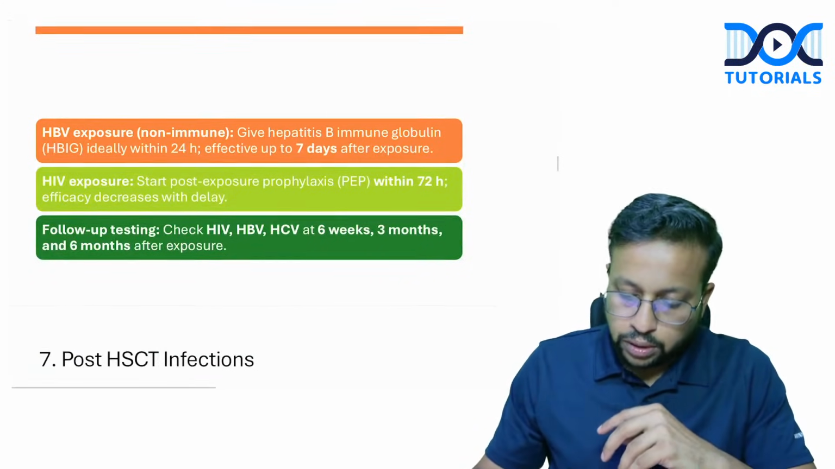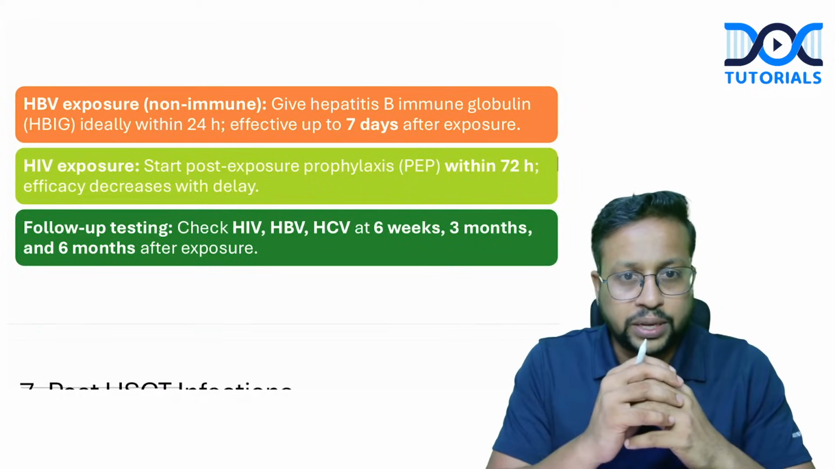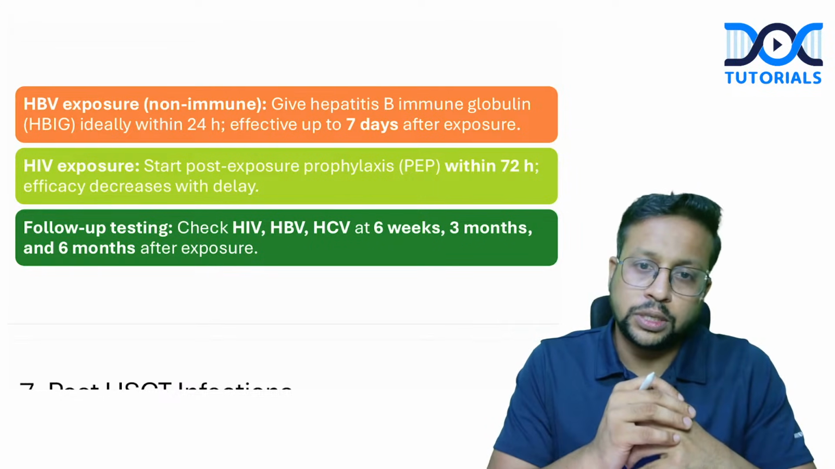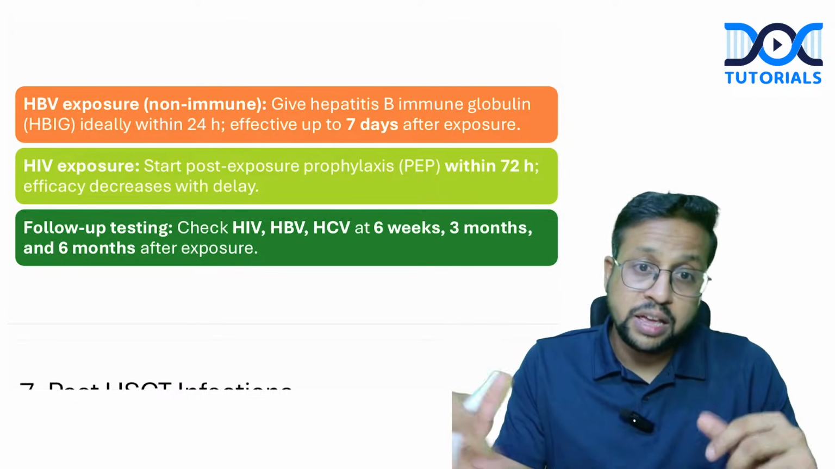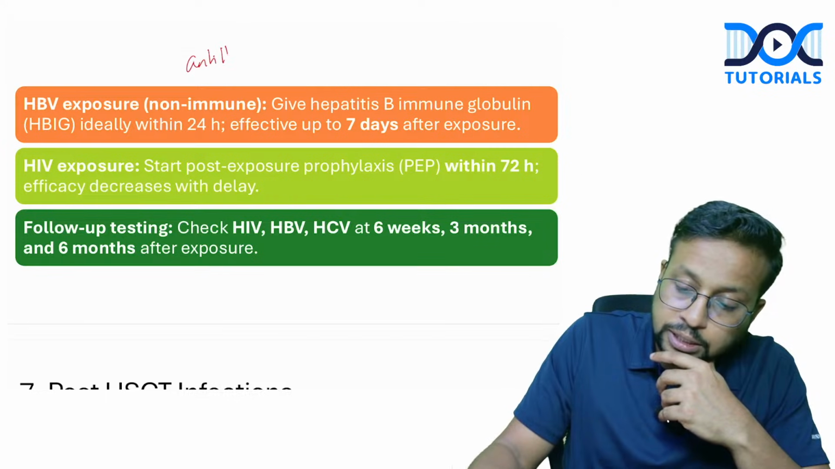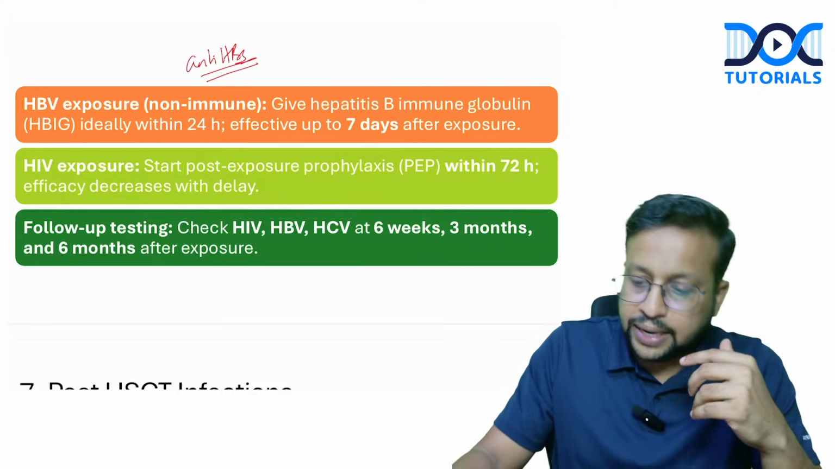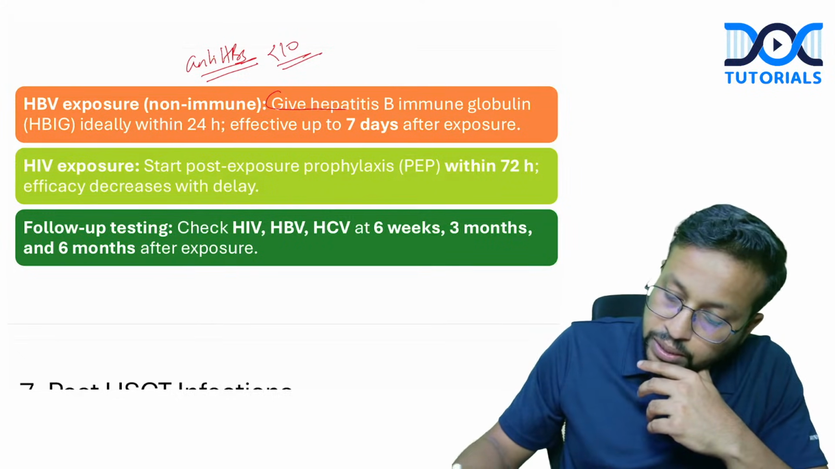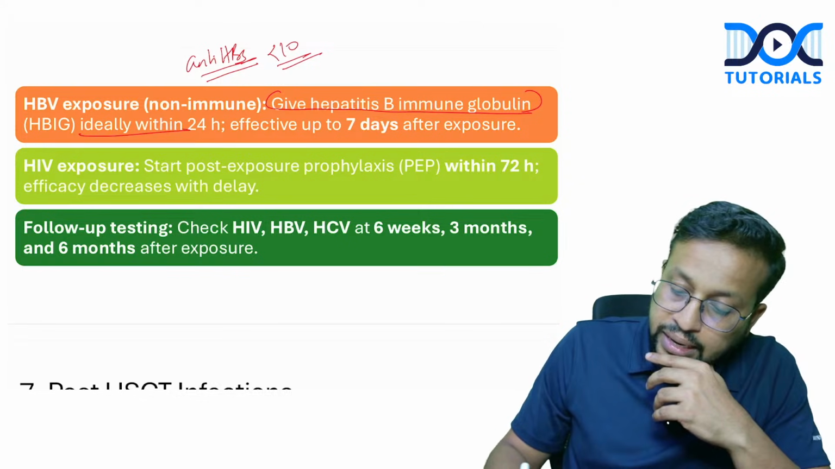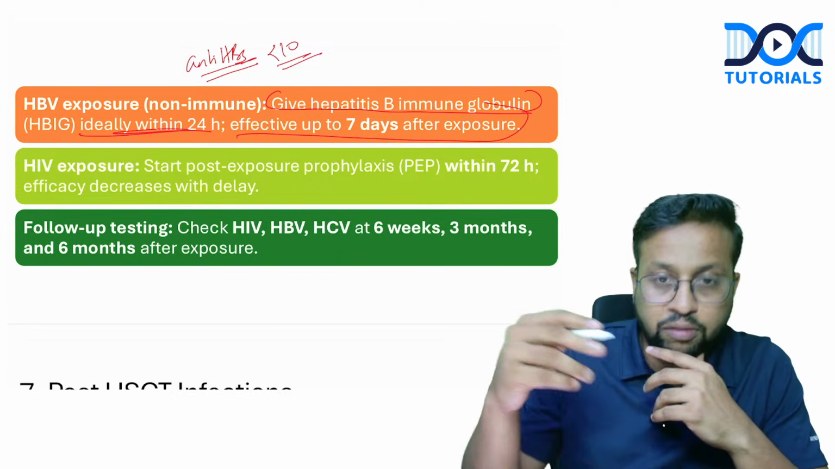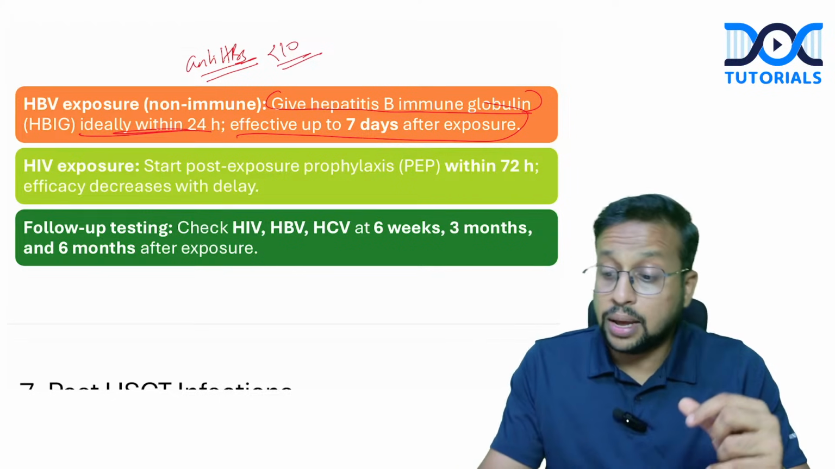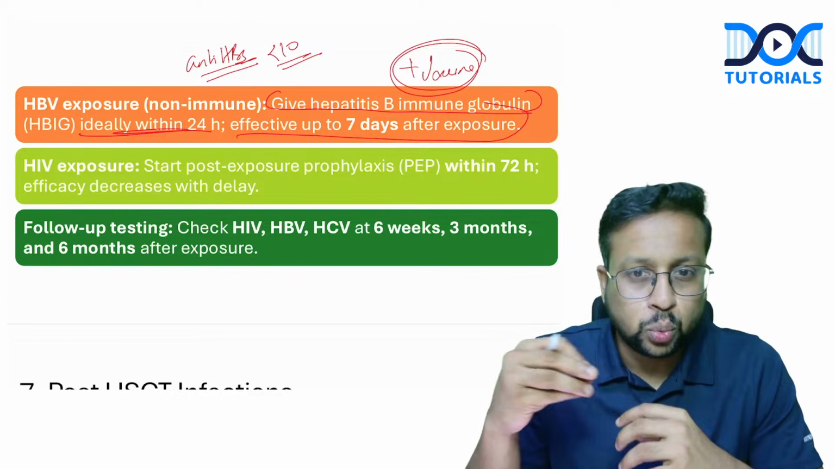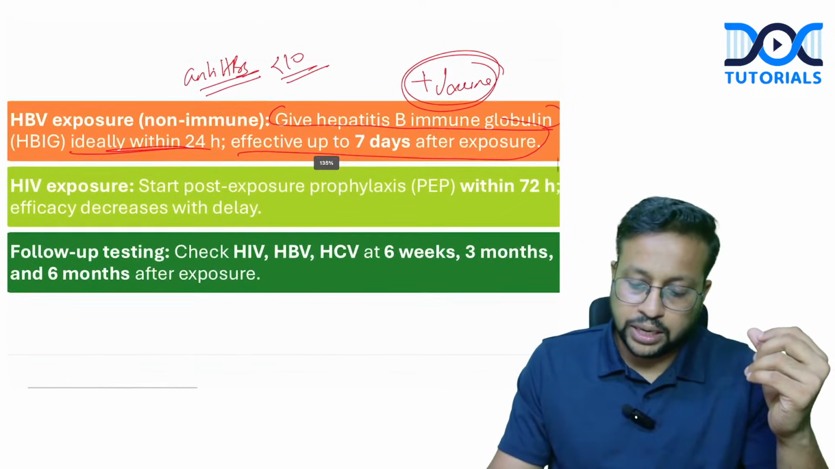Now, also remember the exposure and whether the patient is not immune. How do you know the patient is not immune? If not vaccinated, or if vaccinated, you look at the anti-HBs titer. If the anti-HBs titer is less than 10, then you think that the patient is non-immune. Here you give the patient hepatitis B immunoglobulin, ideally within 24 hours, or you can give it up to a maximum of 7 days of exposure, along with the vaccine. So that is how you treat as post-exposure prophylaxis for HBV.